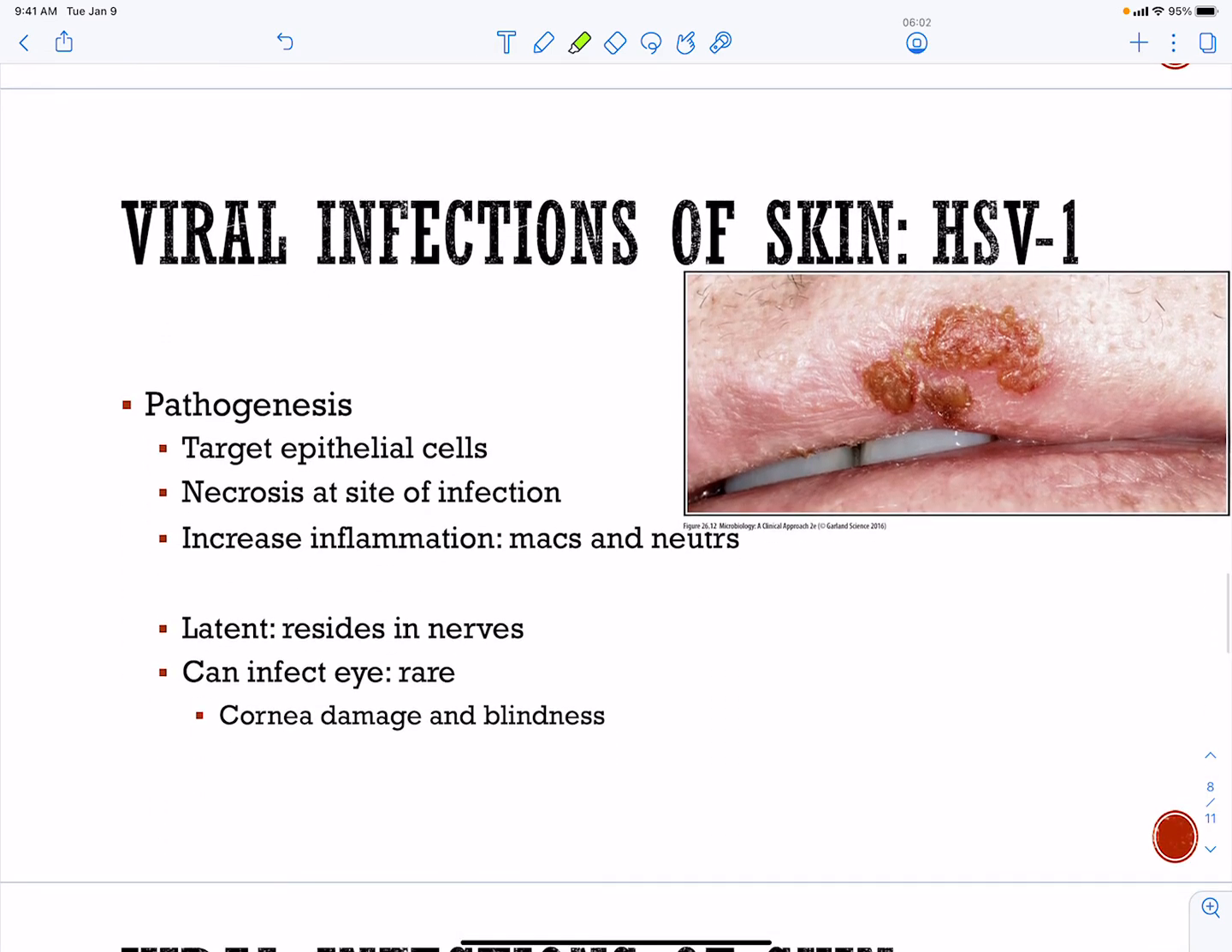Now, this is going to target our epithelial cells. You're going to get typically necrosis at the site of infection. And it's going to have a latency in which, again, it's going to have an affinity for nerves, a common theme of some of these herpes viruses. They can cause a rare eye infection in which it can potentially be a cause for blindness.